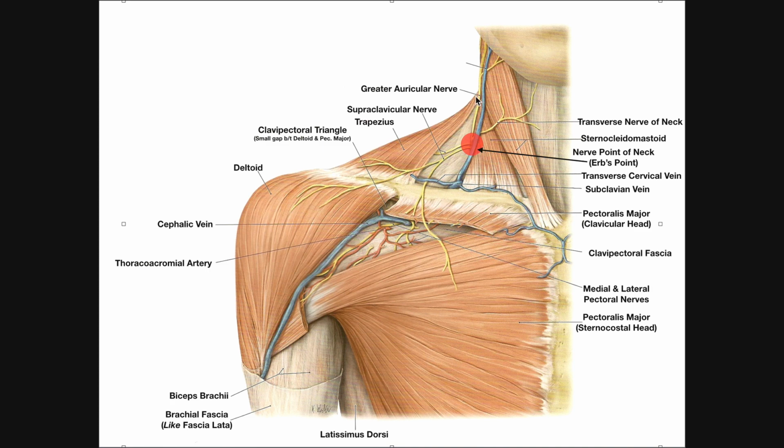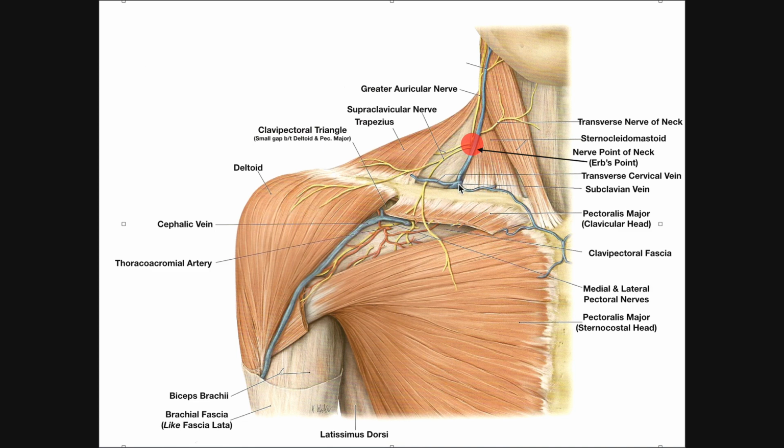Going superiorly, we have the greater auricular nerve. Going medially over the surface of sternocleidomastoid is the transverse nerve of the neck. And then going more laterally, we have the supraclavicular nerve, which you can see is going to branch here and go over the pectoralis major muscles, and then go laterally over the deltoid. Right? A couple other vessels here.